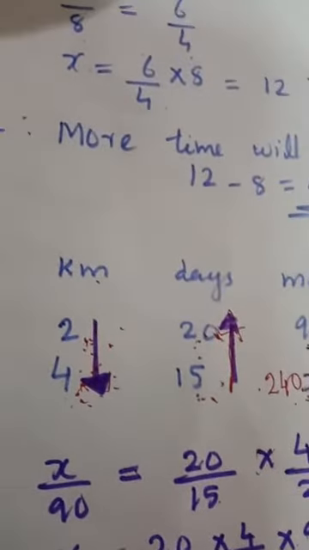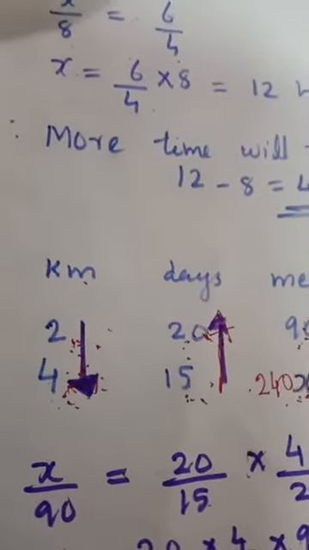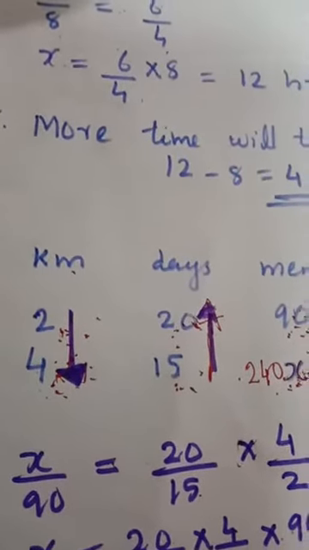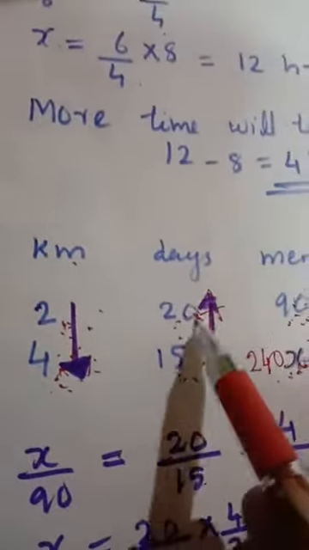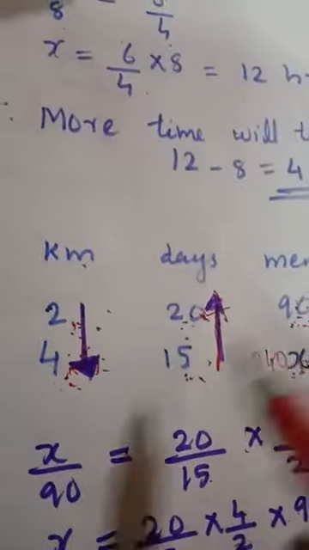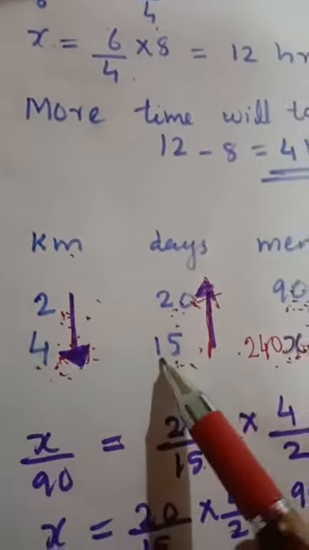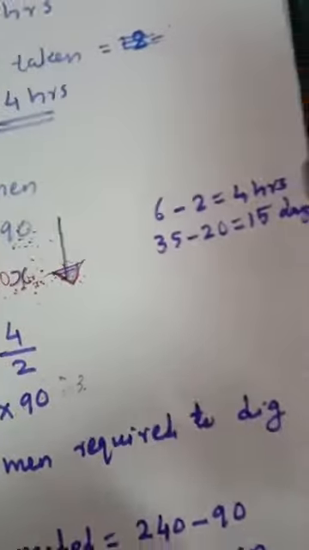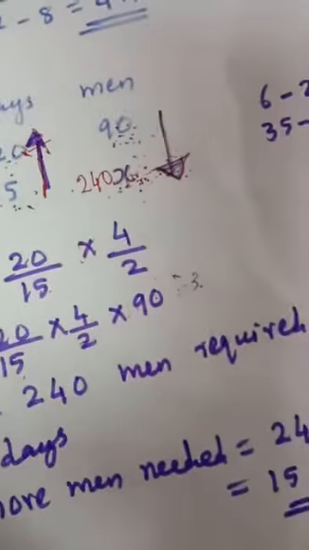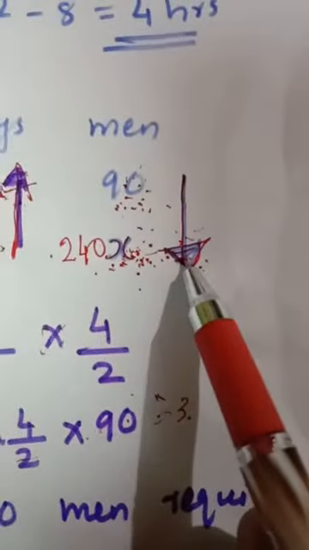Here first, already 6 kilometers are there, 35 days, 90 men. But only 2 kilometers they covered after 20 days. So 2 kilometers within 20 days and 90 men. Now we want to complete 4 more kilometers to complete that 6, and only 15 days are left. Out of this, 35 minus 20 is 15. So 15 days are left, and x. Then x we want to find, so this arrow should be downward.